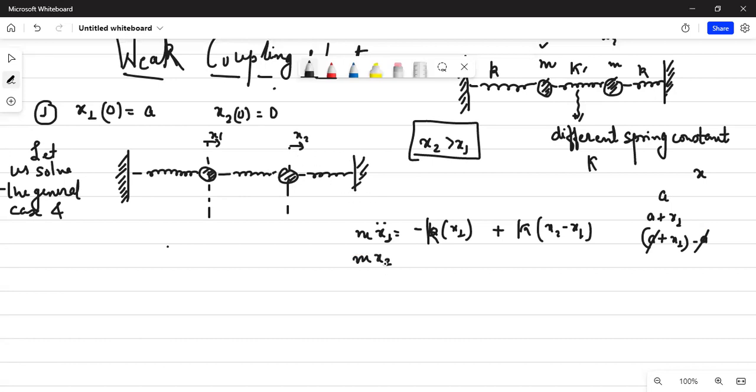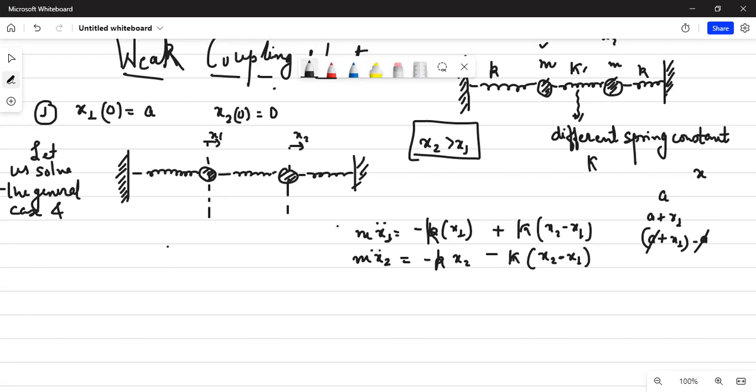So m x2 double dot would be equal to what, if I reiterate the same conditions: minus k x2, and I will have to be certainly cautious with regards to the symbol. This is what literature uses, so I'm not experimenting much here. Minus kappa, and then I will write (x2 minus x1). Is that clear? So these are two equations. Instead of k, now you have a kappa. So this is the middle spring. The middle spring has a different spring constant given by kappa.